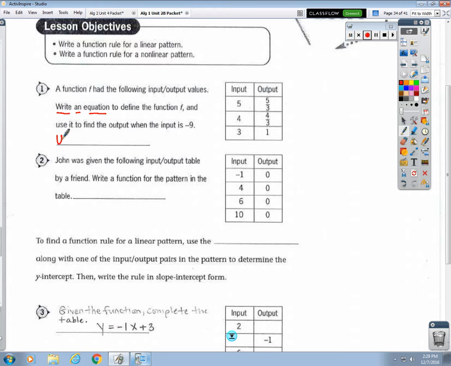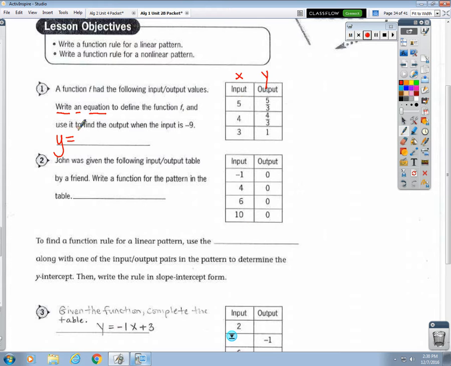So y equals. How in the world are they getting from the input to the output each time? Now keep these things in mind. Input are your x values. Output are your y values. So Anna, what do you think they're doing each time to get from the x to the y? Very good. Think about it.